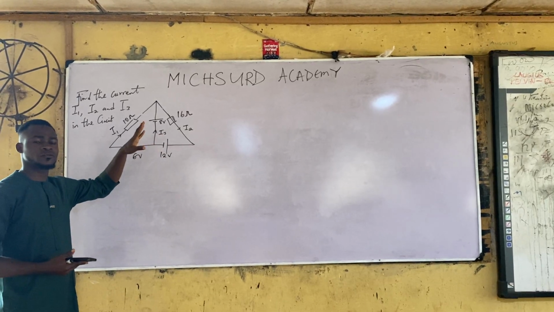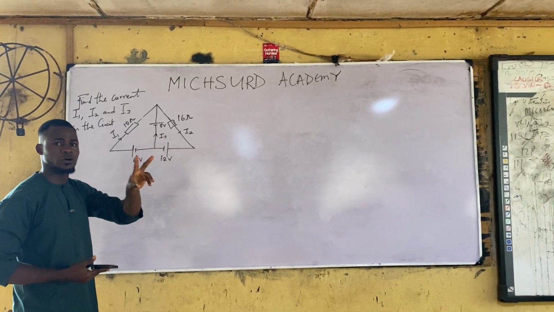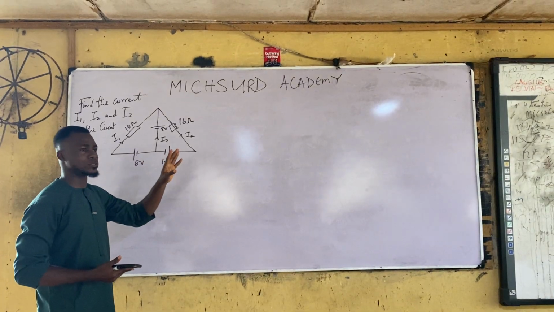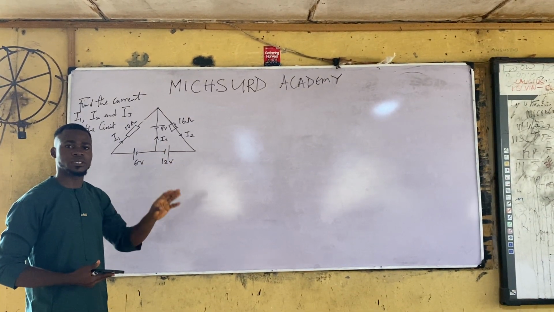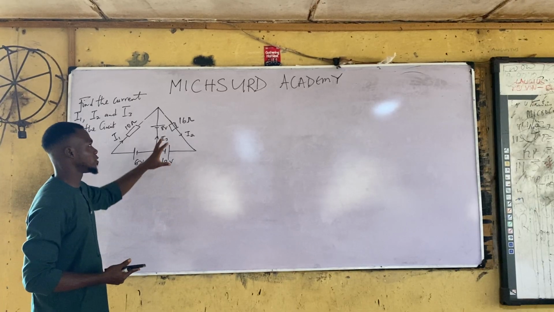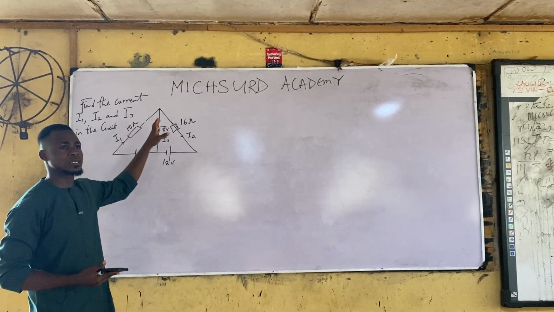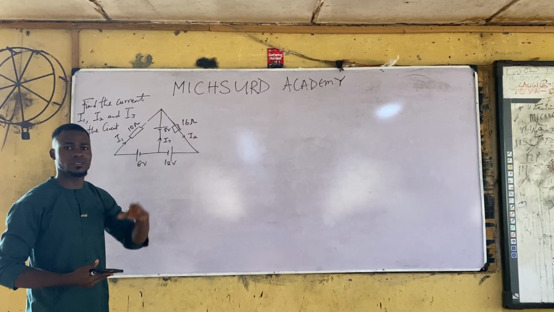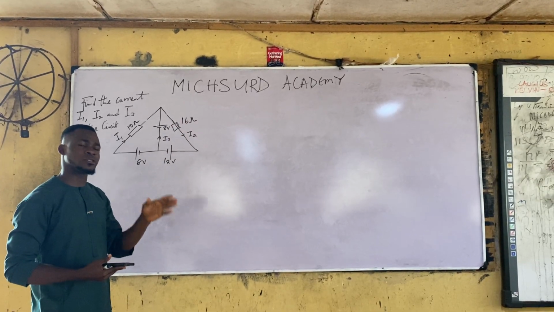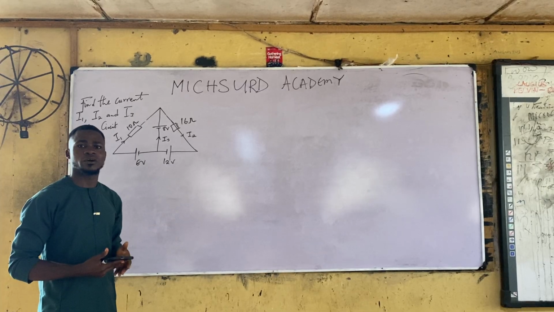From Kirchhoff's laws, we have two laws. The first one talks about the junction law, and the second one talks about the potential law. In the first law, it says that the sum of the currents entering the junction is equal to the sum of the currents leaving the junction. So this is under the conservation of charges.